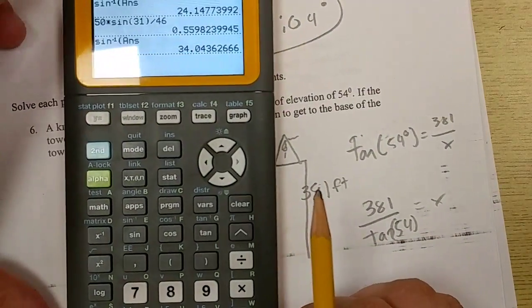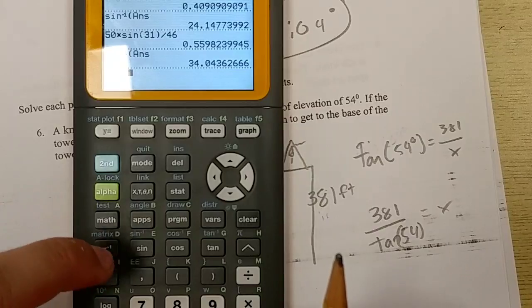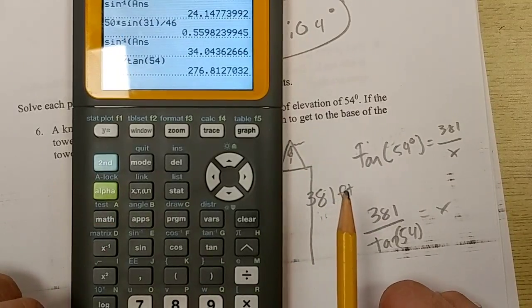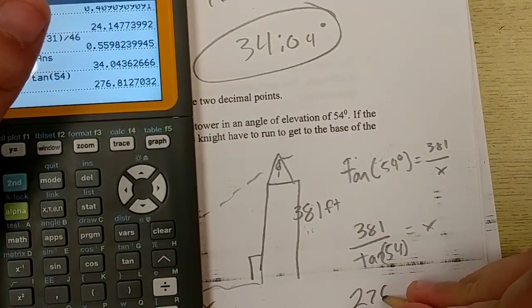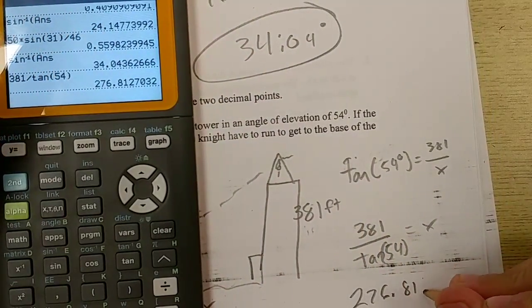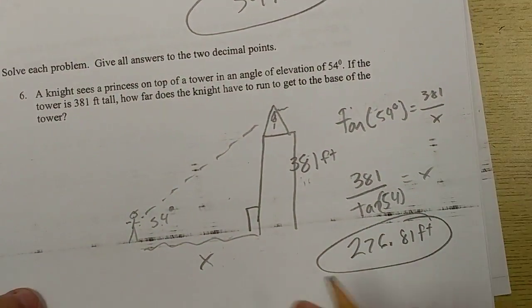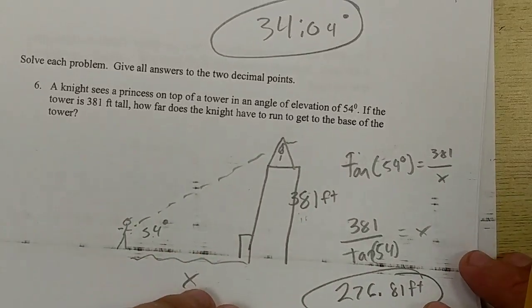Type that in. 381 divided by tan 54 equals 276.8. So 276.81 feet. So that's this distance. That's how much he has to run just to get to the door of the tower.